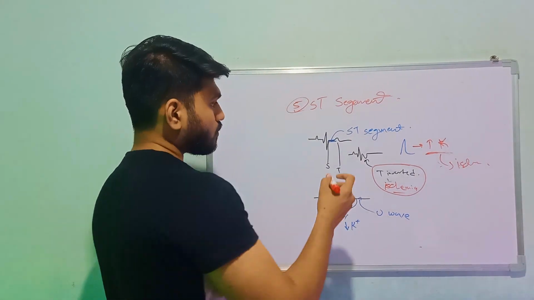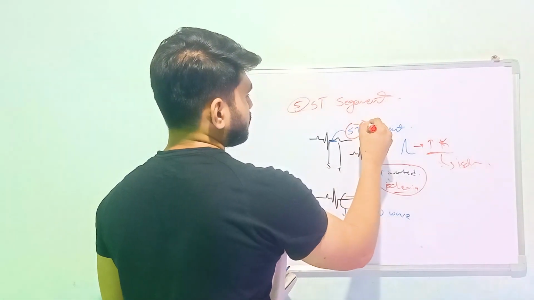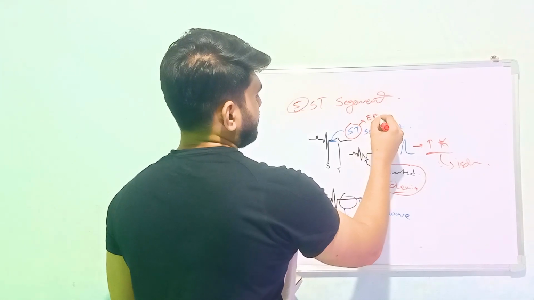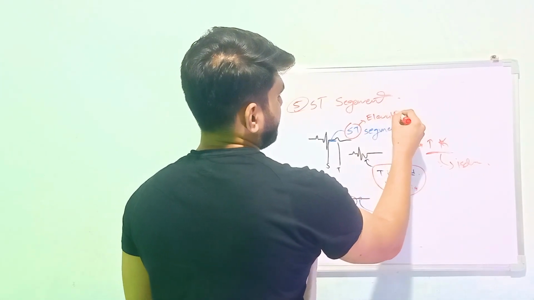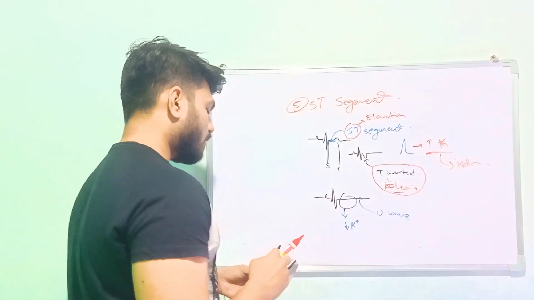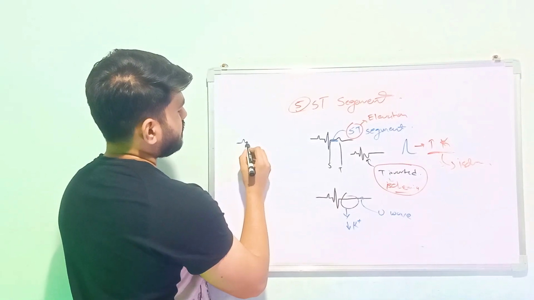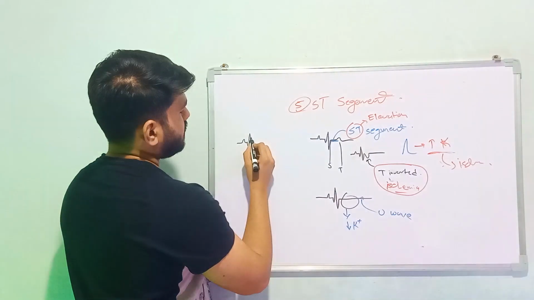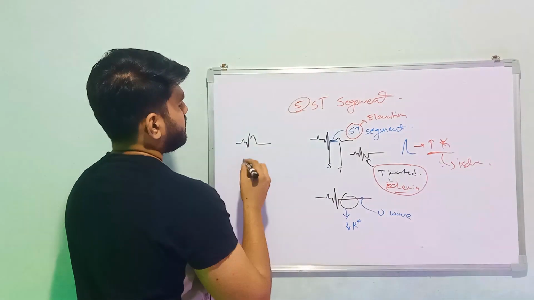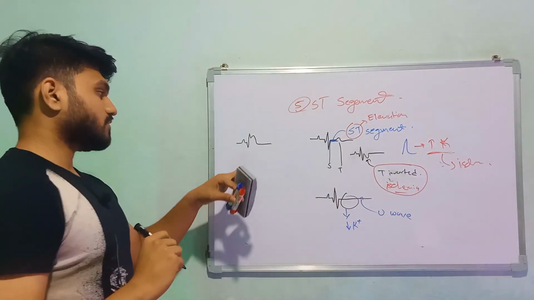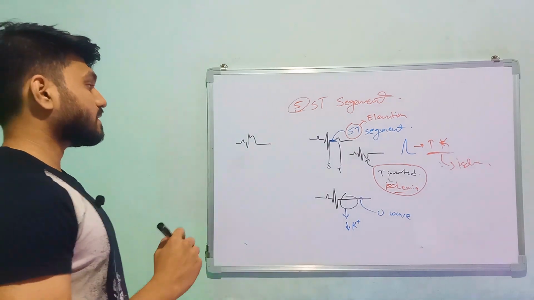So now moving forward to ST segment elevation. So how does ST segment elevation look like? This is our P, Q, R and like this. This is our ST segment elevation. This is a typical example of ST segment elevation.